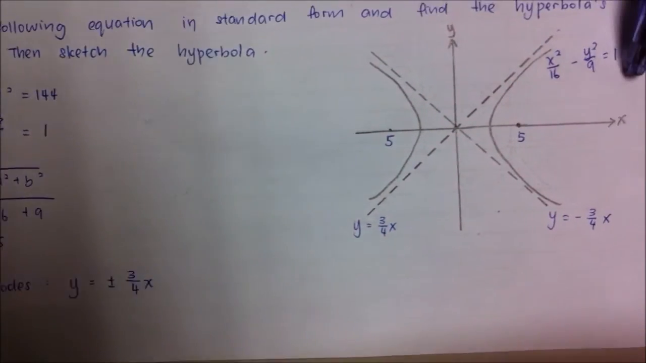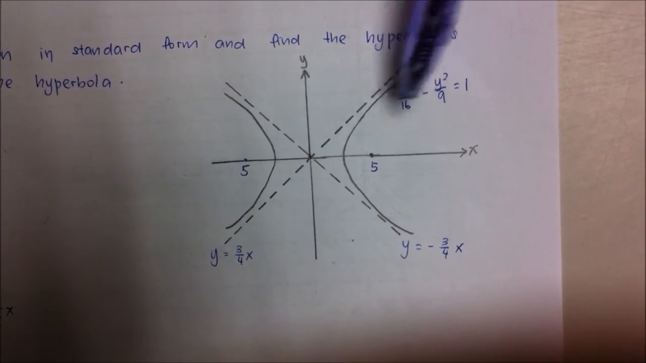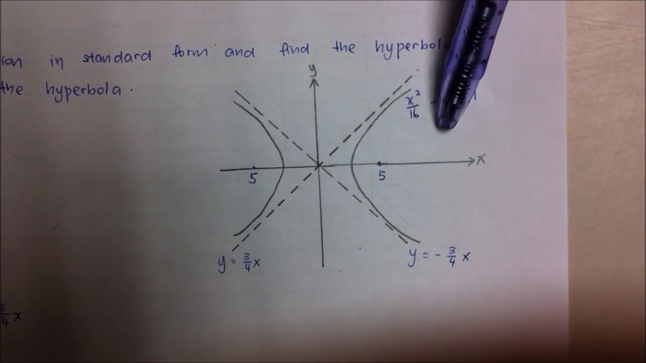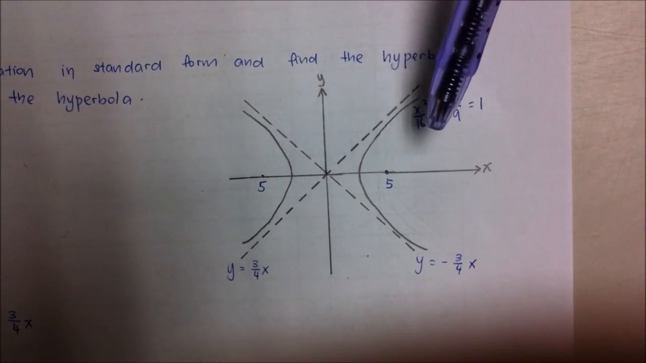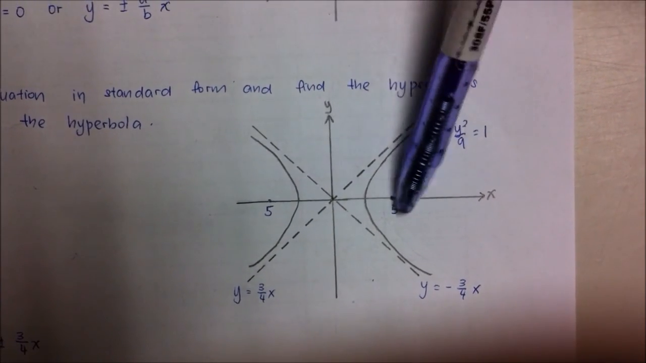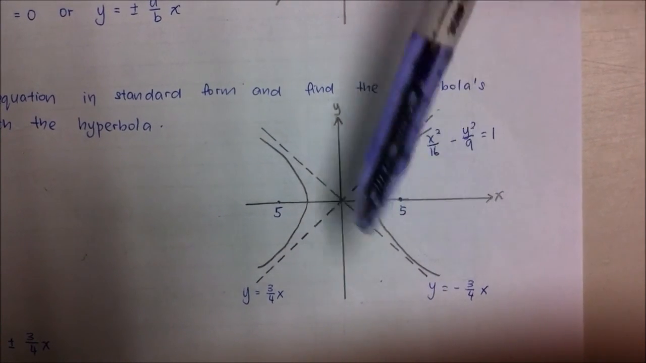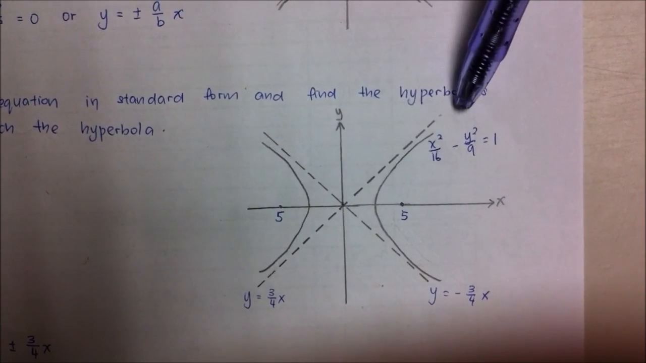We then sketch the graph. Since the equation is x squared minus y squared, the curve will be on the left and right side of the graph. From the calculation just now, we get the center to focus distance is 5, so we label 5, and the asymptote y equals 3 over 4 x is represented by the dotted lines.